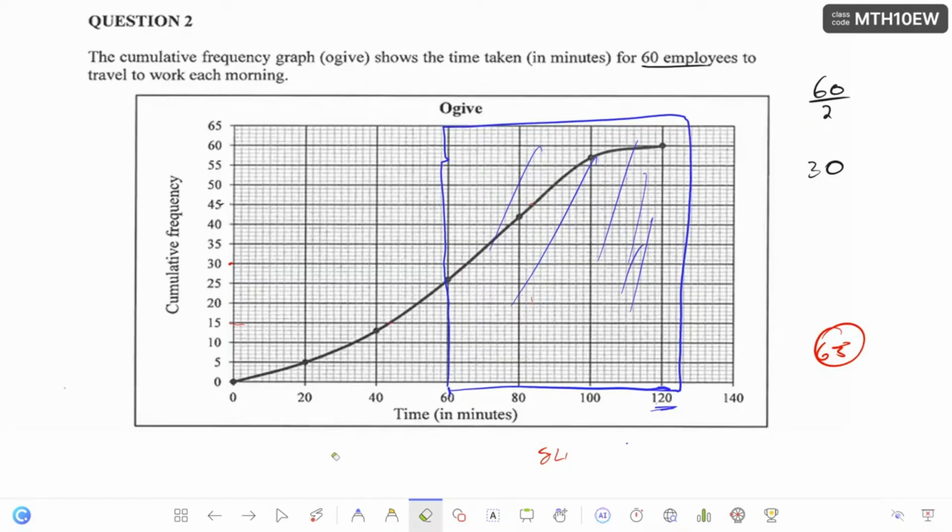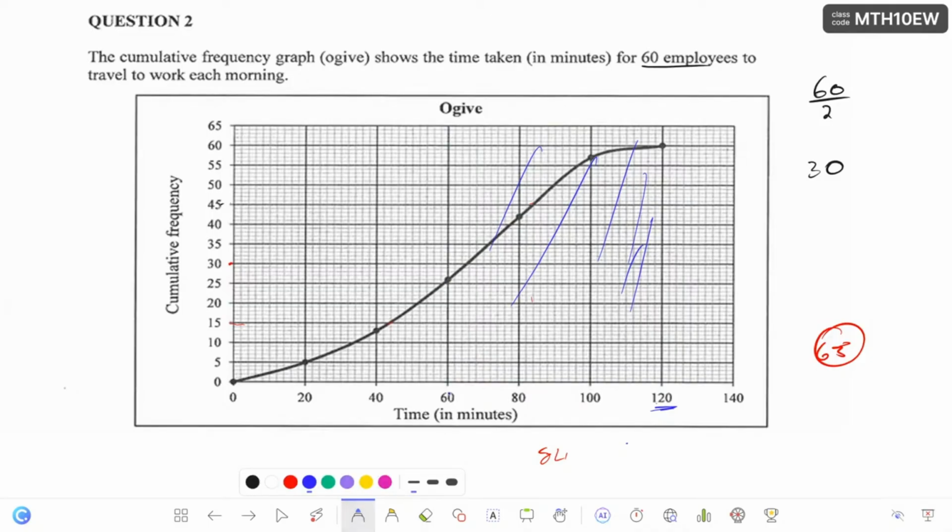So how can we do this? Okay, let me use this one. We need to check what is the number of people that travel for 60 minutes or an hour. If you check here, I think it was increasing by 1 unit. Let me check again. 5, 6, 7, 8, 9, 10.